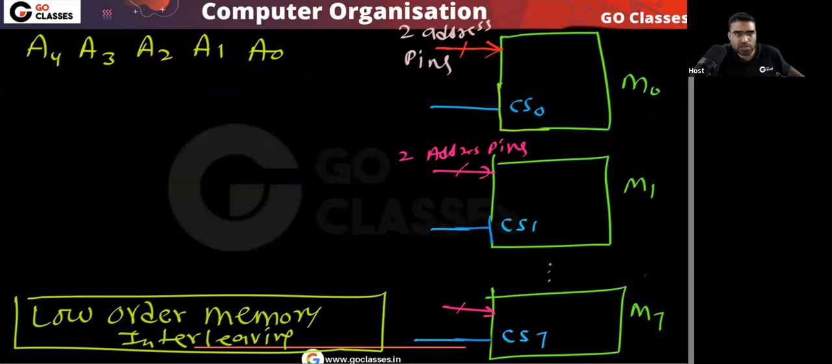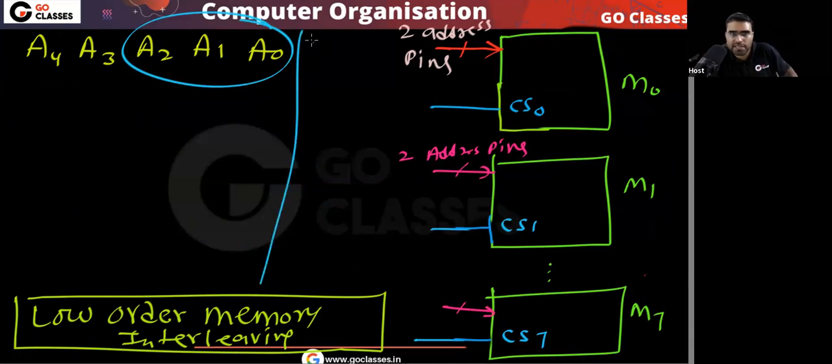Now let's quickly see. I'm using these 3 lines to select a chip. So what I will do, let me tell you, very simple. I'm writing here chip activated. Which chip will be activated?